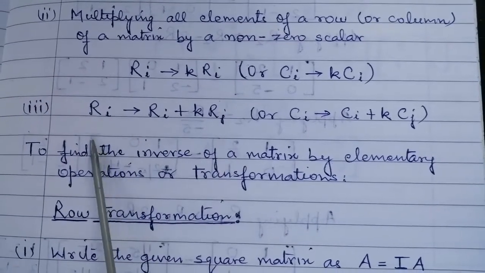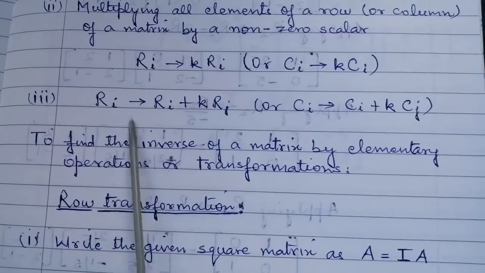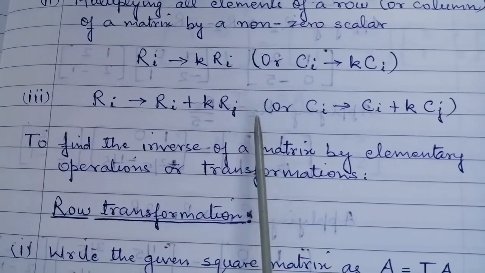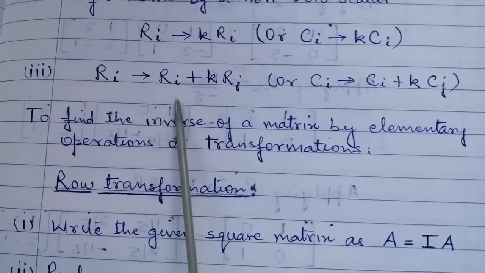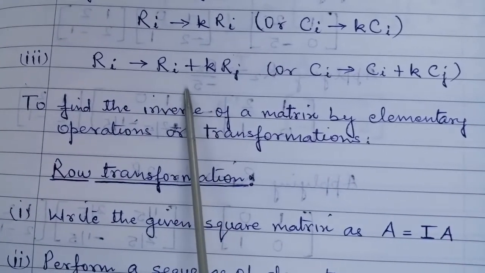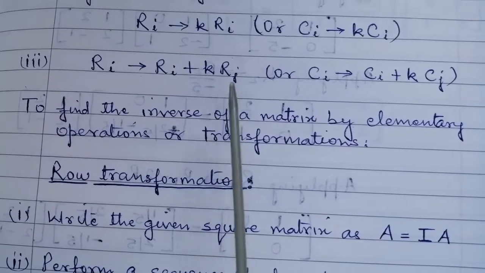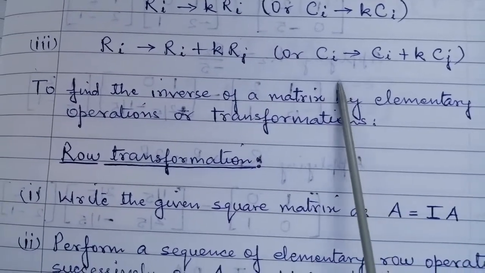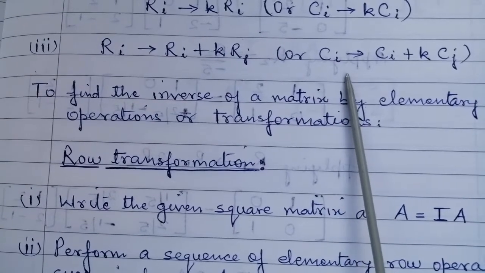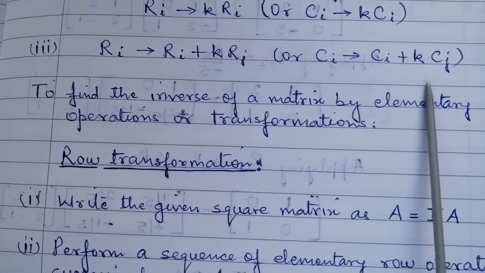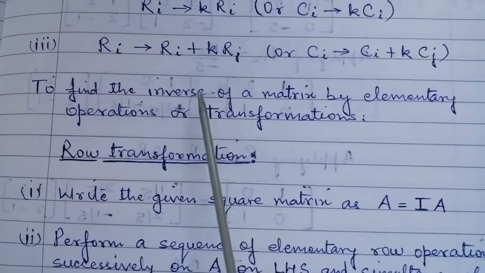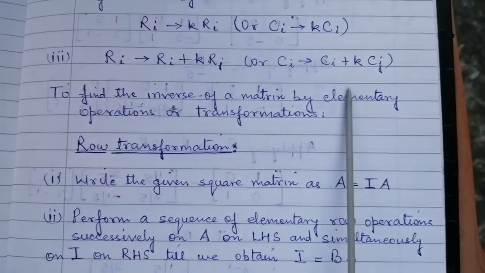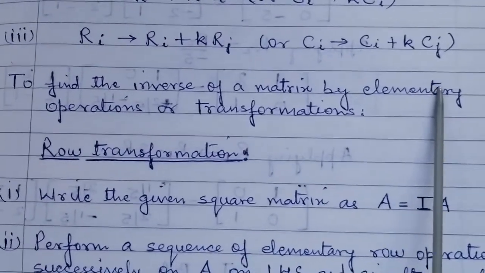Third is, on R_i we are applying R_i plus k times R_j. Right? We are adding one row to the other row multiplied by a non-zero scalar. Or similarly, on ith column we are applying the same operation. So such an operation is called an elementary operation or transformation of a matrix.